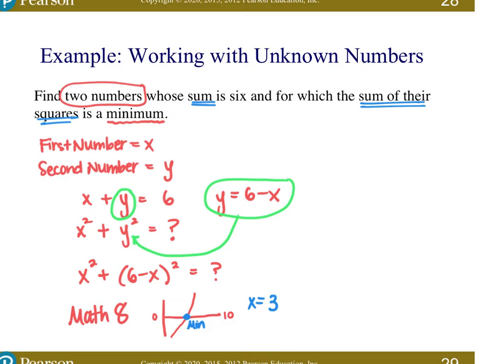And so I now know that my first number is the number 3, but it says find two numbers. So my first number is 3, but my second number is 6 minus that, and so my second number is also 3.